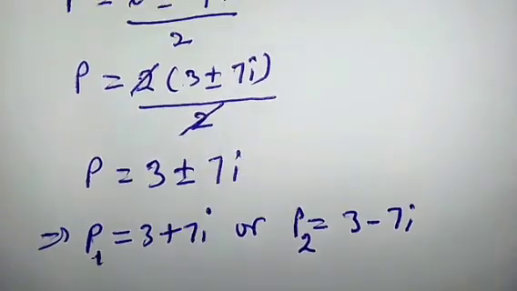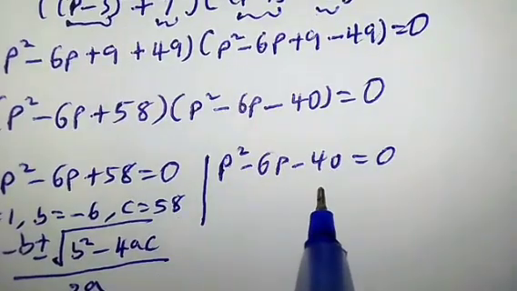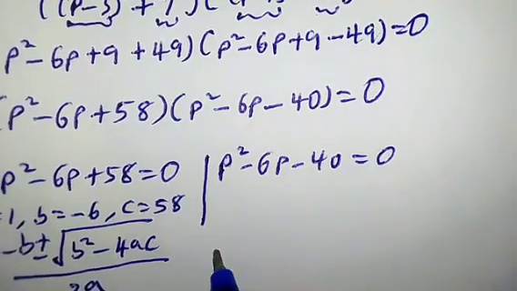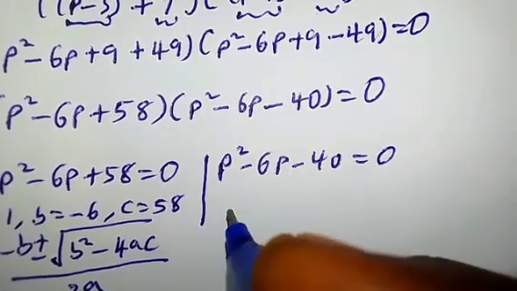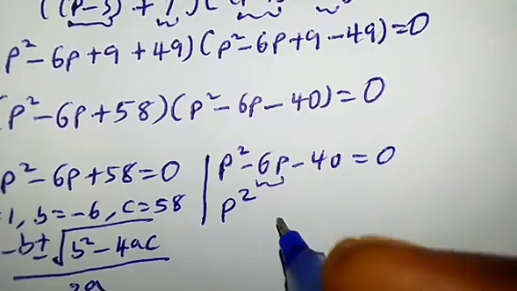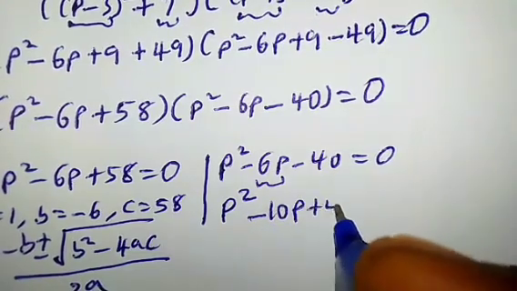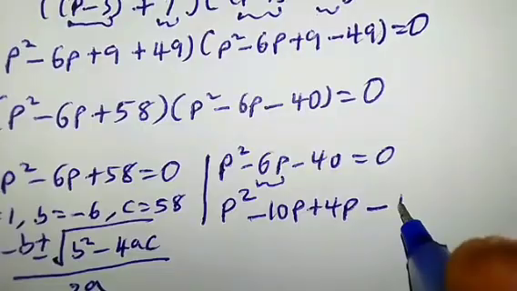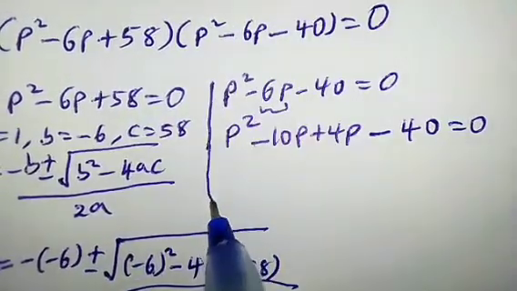Now, back to the second quadratic equation. If you look at this equation very well, it is factorizable. Yes. So let's factorize it. So we have p^2 - 6p, which could be written as -10p + 4p - 40, equal to 0. Let's separate this.